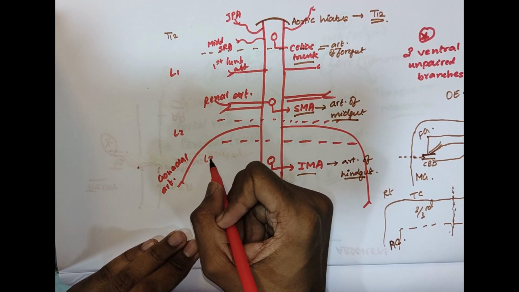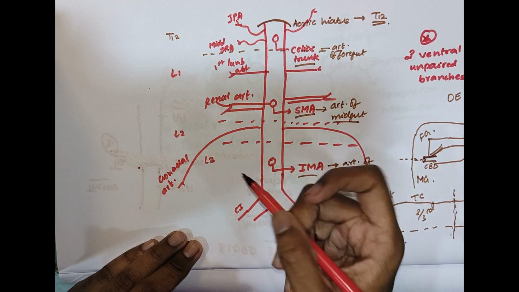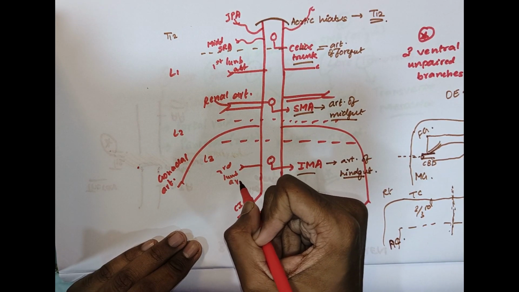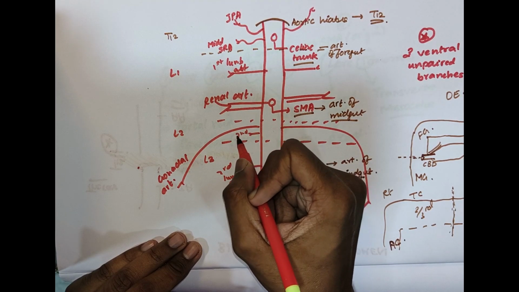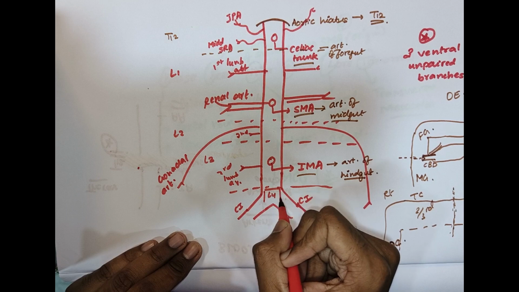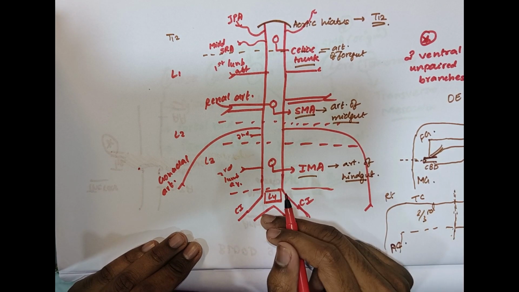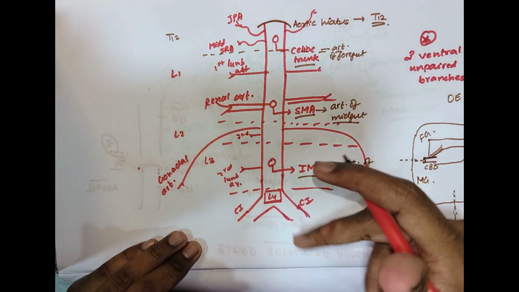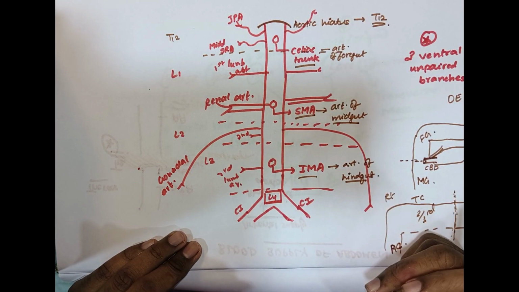Now, at the level of L3, we have the inferior mesenteric artery along with our third lumbar artery. Here we also have the second lumbar artery at the level of L2. And finally, L4, that is the fourth lumbar vertebra, is the level at which the abdominal aorta bifurcates into the common iliac arteries.